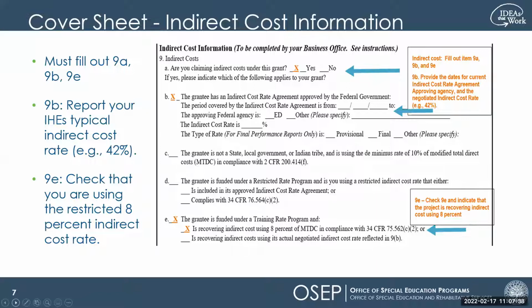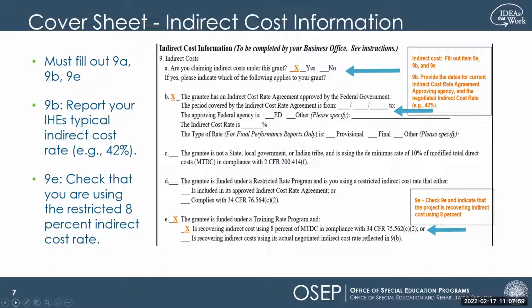Item 9 is the indirect cost information. For the indirect cost information, you should fill out item 9A, 9B, and 9E. First, you will want to check item 9A. You will be wanting to check yes.